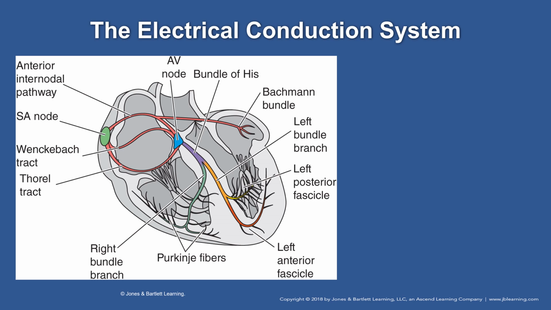So when that node fires off, it carries the electrical impulse through those various internodal pathways. And again, I don't really need you to know the names of the different ones, but just know that those pathways are going to continue through the atrium, both right and left, stimulating that muscle to contract, which, remember from the previous lecture on how the heart pumps, means both atria are going to pump simultaneously.